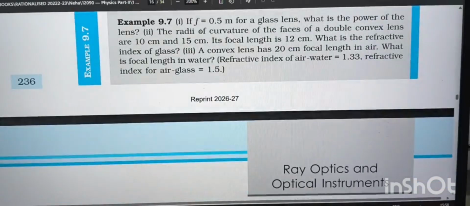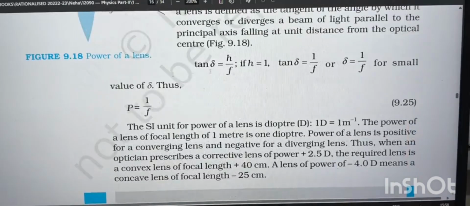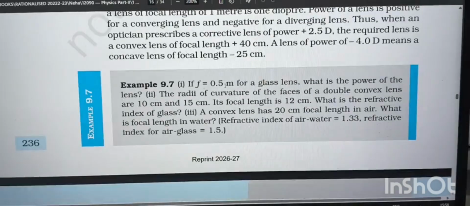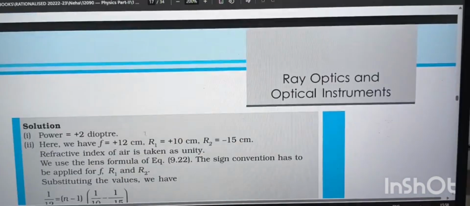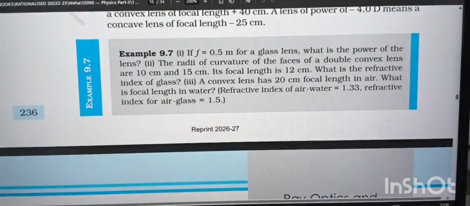It says that if the focal length is 0.5 meter for a glass lens, then what will be the power? As we have already seen the formula, power is equal to 1 by focal length, and ensure that the focal length is in meter. And if this focal length is positive, you're going to get the power also as positive. That means it's a convex lens. So focal length is positive. 2 diopters, the SI unit of power, 1 by 0.5, that is plus 2.